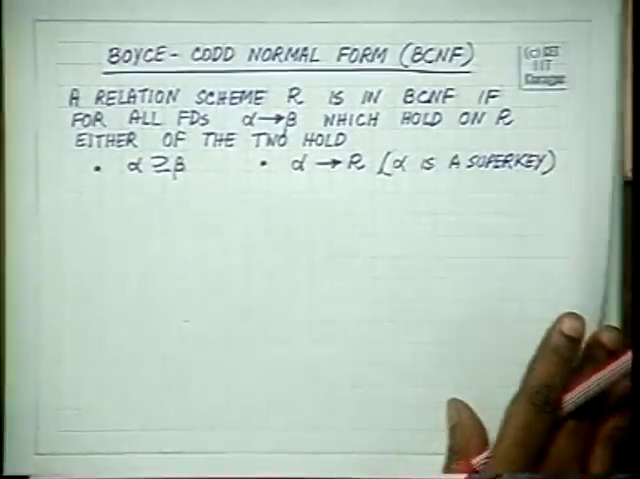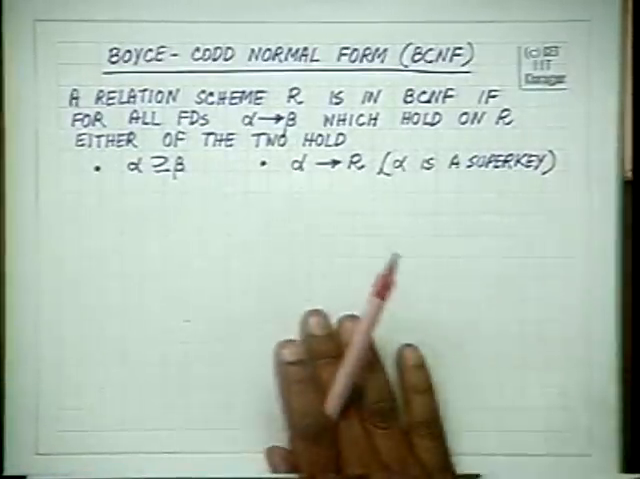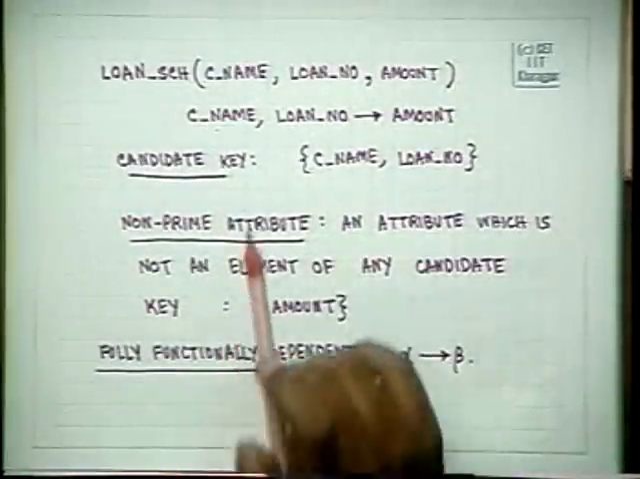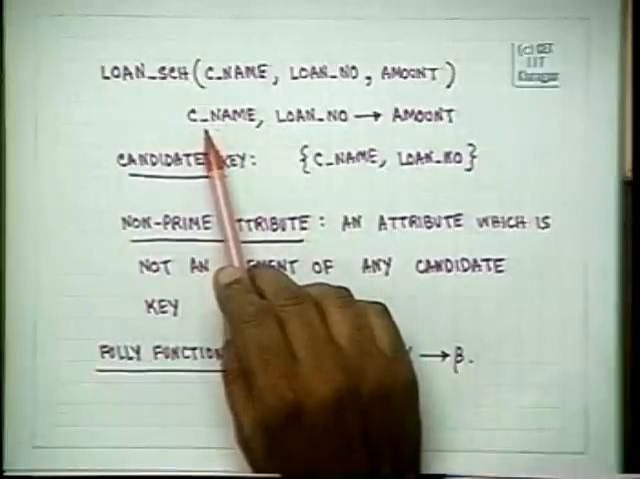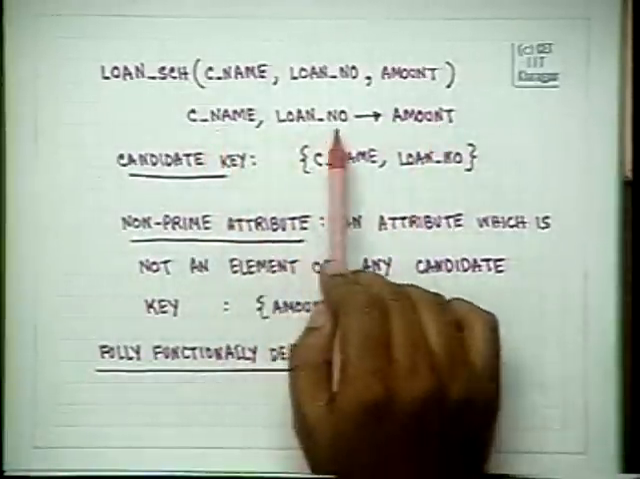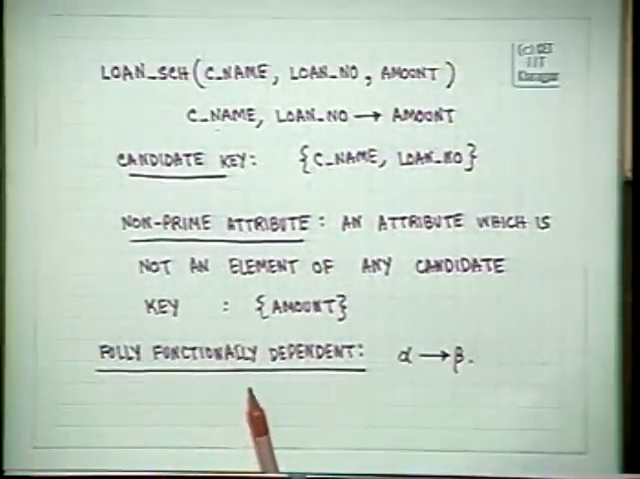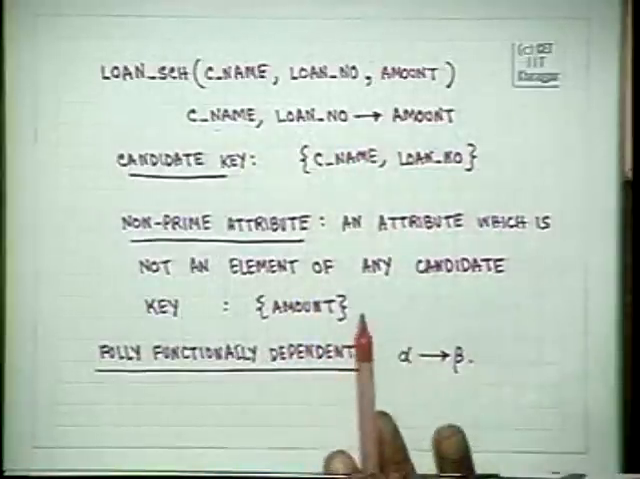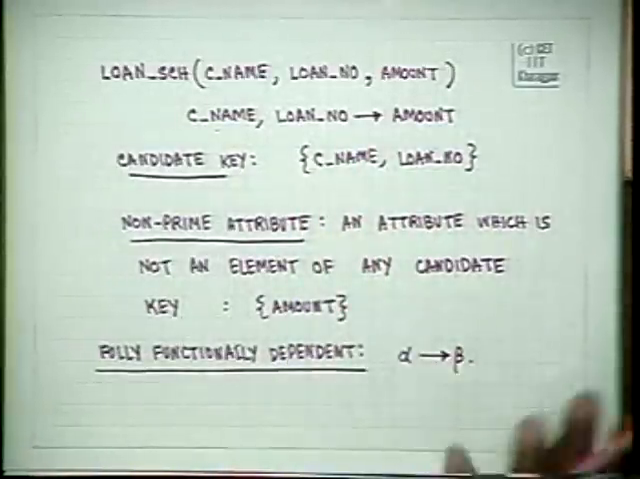Now let us see what is the meaning of this. Let us go back to all our examples one by one. Let us come to this example. It just says if alpha to beta holds, then alpha must be superkey. That's all. Otherwise the dependency is trivial. We did not even write down the trivial functional dependencies. And here it holds. So this is in Boyce-Codd normal form.